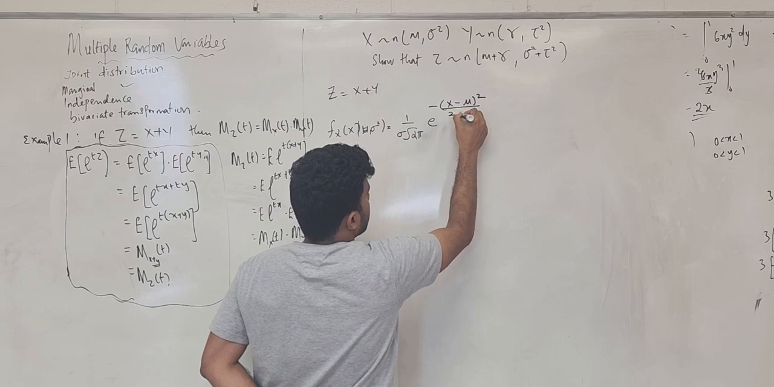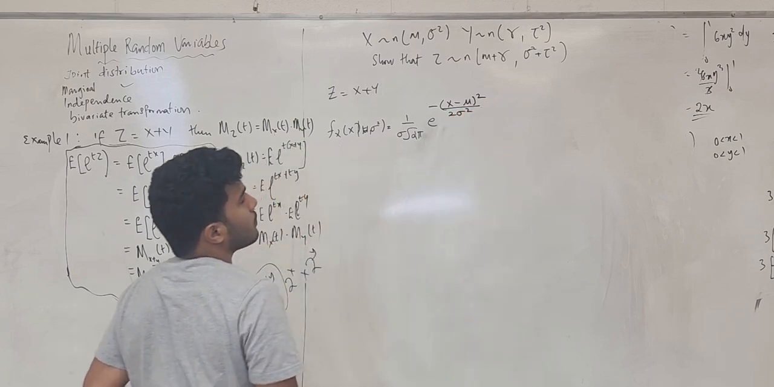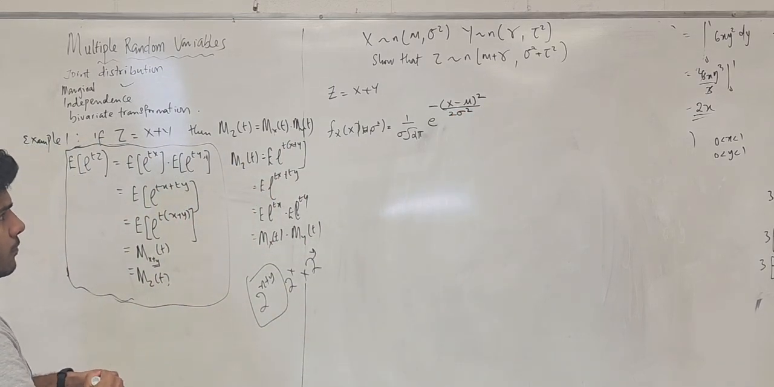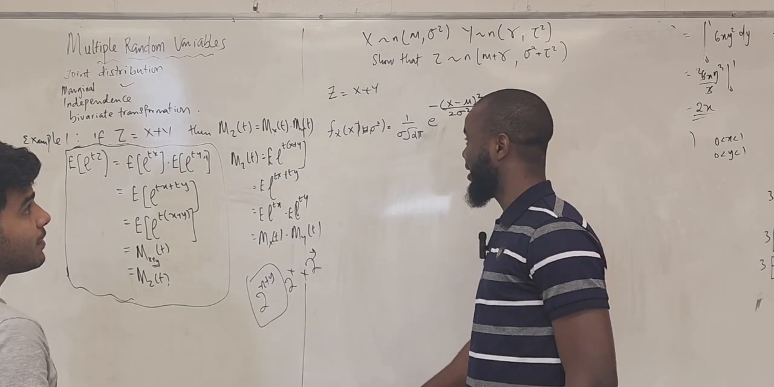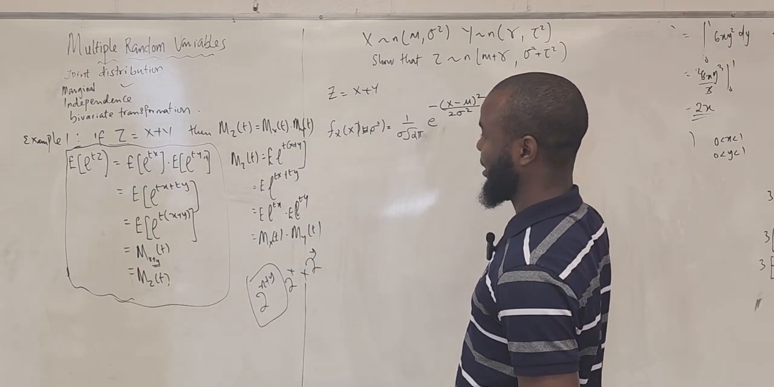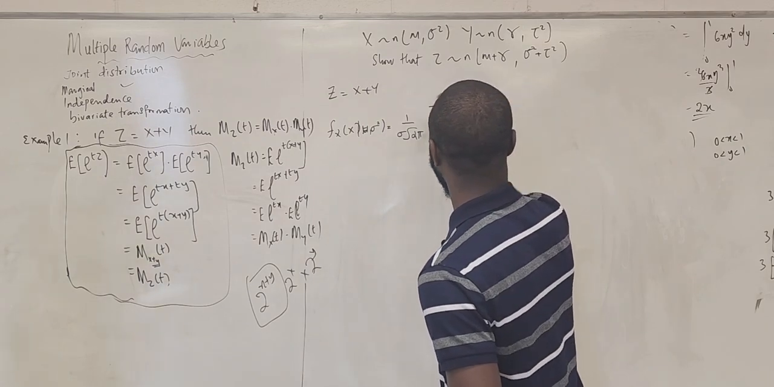Do you want to prove the MGF? You are going to use the MGF form. Yeah, you have to prove it by MGF. That is the shortcut. You can't just prove it using this method, it's going to be a long way.